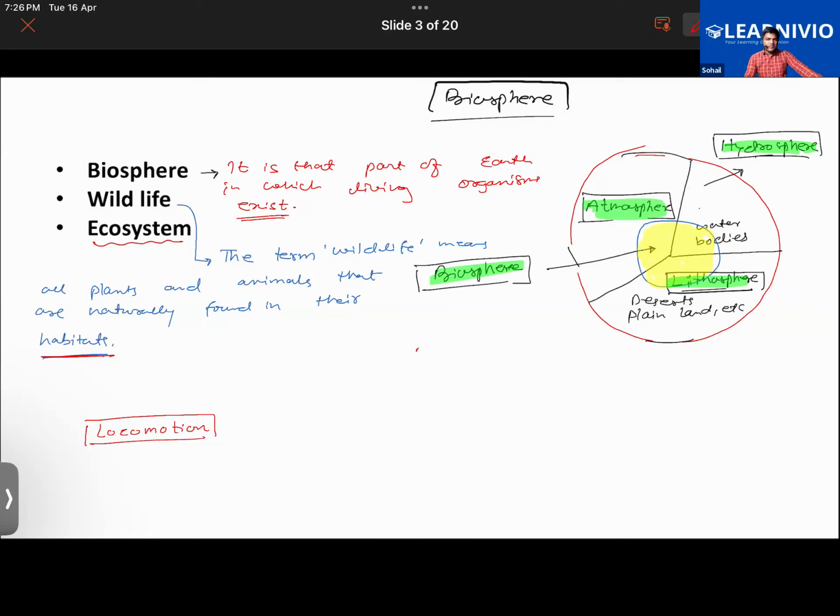Food chain and food web are actually different. When you combine different types of food chains, you get a food web. In the forest, you will observe different types of food chains at the same time. So you have a collection of food chains in a forest, so it makes up a food web.